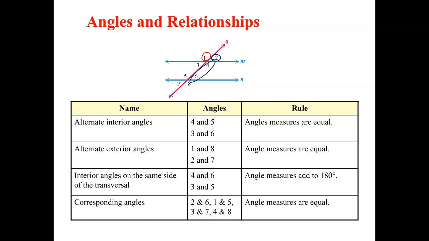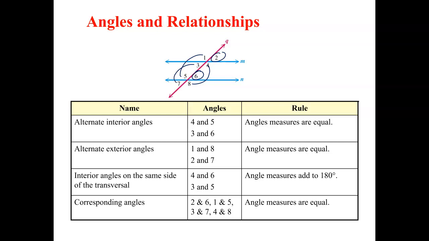And then corresponding angles are angles that are in basically the same spot relative to the transversal. So 2 and 6 are corresponding angles. They will have the same measure. 1 and 5 are corresponding angles. They will have the same measure. 4 and 8 are corresponding with the same measure. And 3 and 7 are corresponding with the same measure.